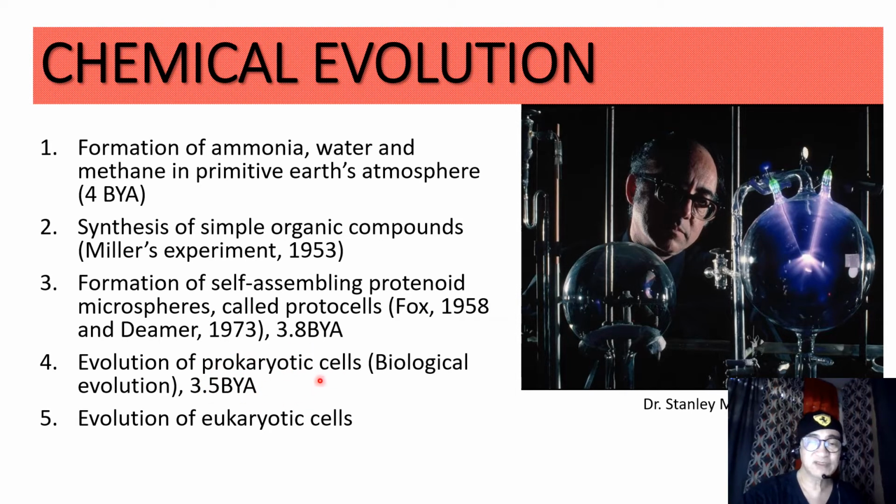So being very simple, they would have been the first to evolve. And then later on, followed by the more complex eukaryotic cells. So as you can see here, this summary of events does not only show the evolution of chemicals into living cells, but at the latter two stages, you have the evolution of prokaryotic cells and eukaryotic cells.